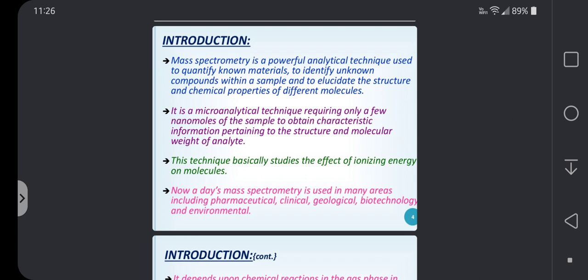Nowadays, mass spectrometry is used in many areas, including pharmaceutical, clinical, geological, biotechnological, and environmental sciences.